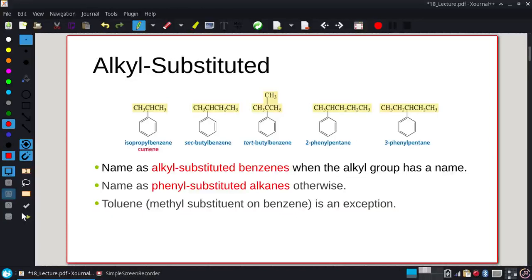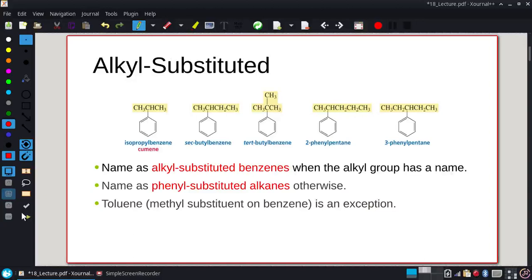Alright, when we have our group substituted off of a benzene ring, we typically see the name two different ways. Many ways are going to involve our branch names. So isopropyl, sec-butyl, tert-butyl. There isn't really one for that one, and there isn't really one for that one. But when we have those common branches, we just name what they are and just put the name benzene off of it.